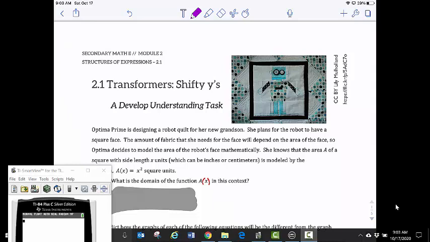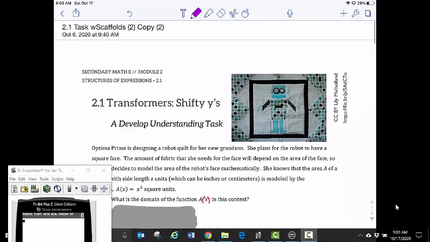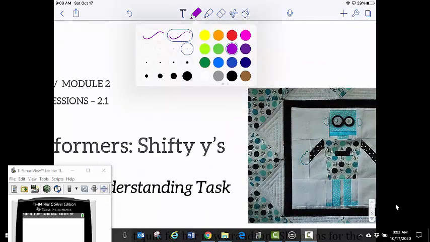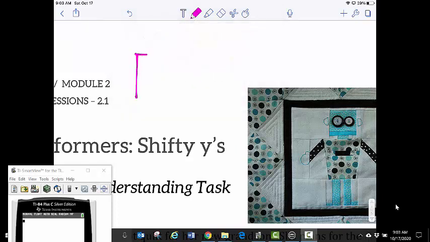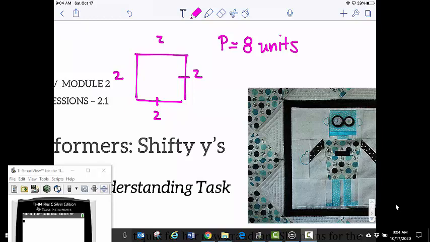2.1 task. We are going to quickly review the difference between area and perimeter. If you had a square or a rectangle, let's do a square with side lengths of 2. The perimeter would be 2 plus 2 plus 2 plus 2, or 8 units. That's the length around.